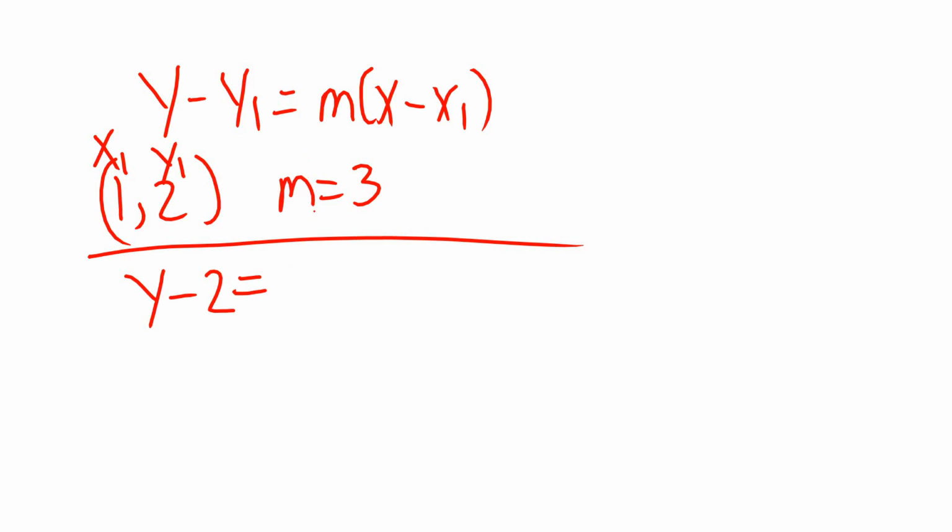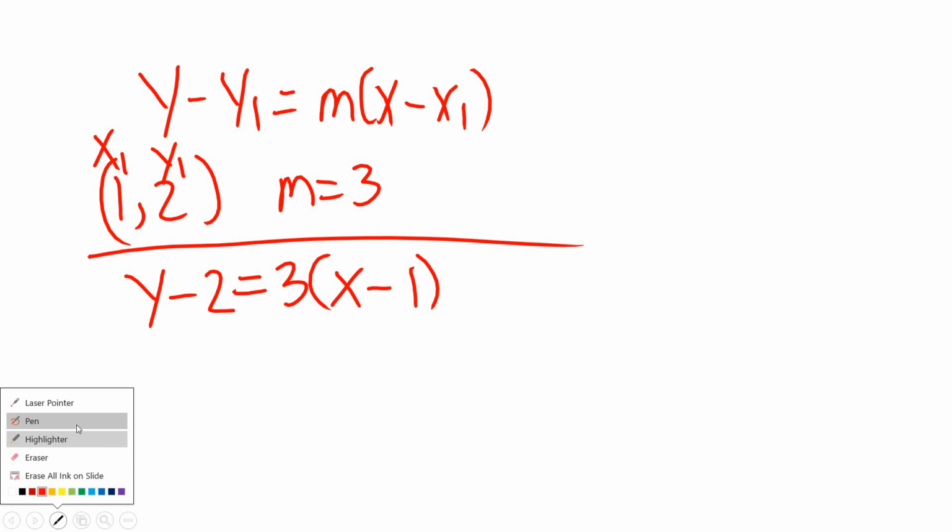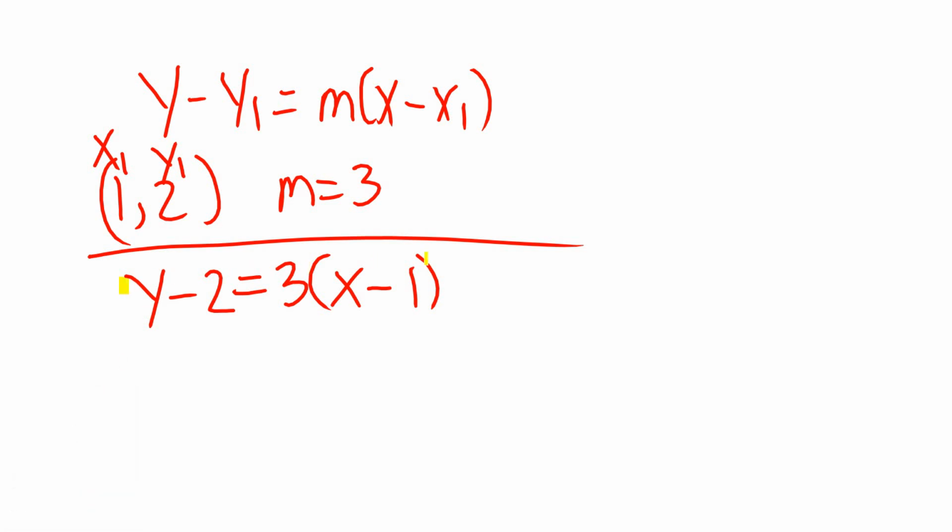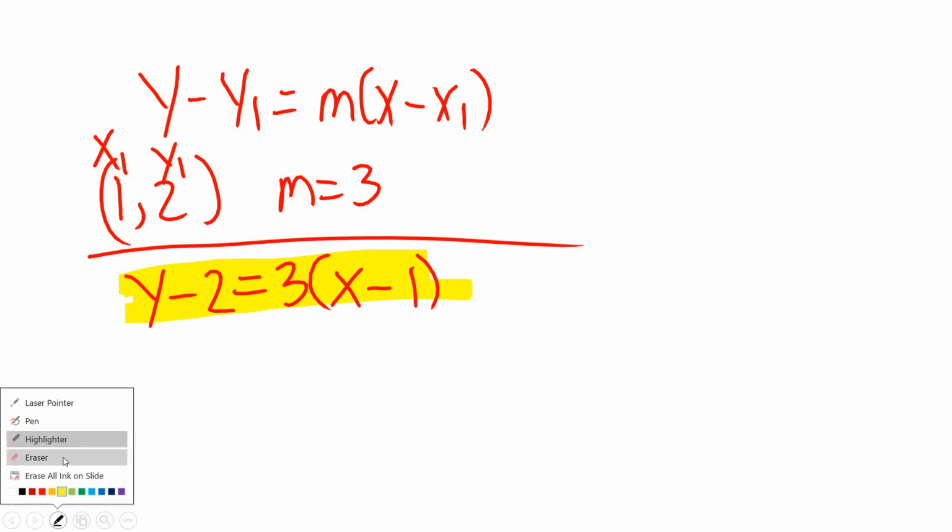M, the m is the slope. Slope is how steep something is, rise over run, etc. Slope for this problem is 3. And then x1 is 1. So that would be the final answer. If the question said, write this in point-slope form, you're given a point (1, 2), you're given a slope of 3, and all you need to know is the formula so you can plug it in.